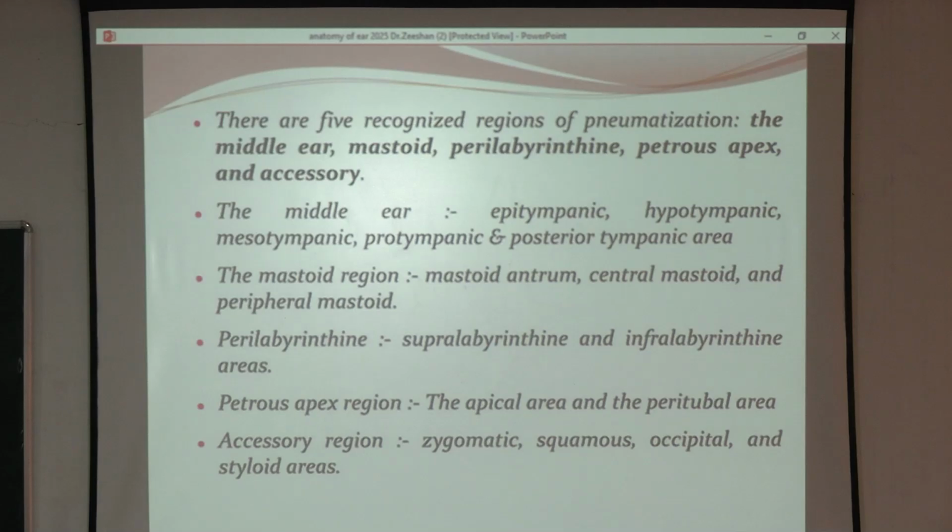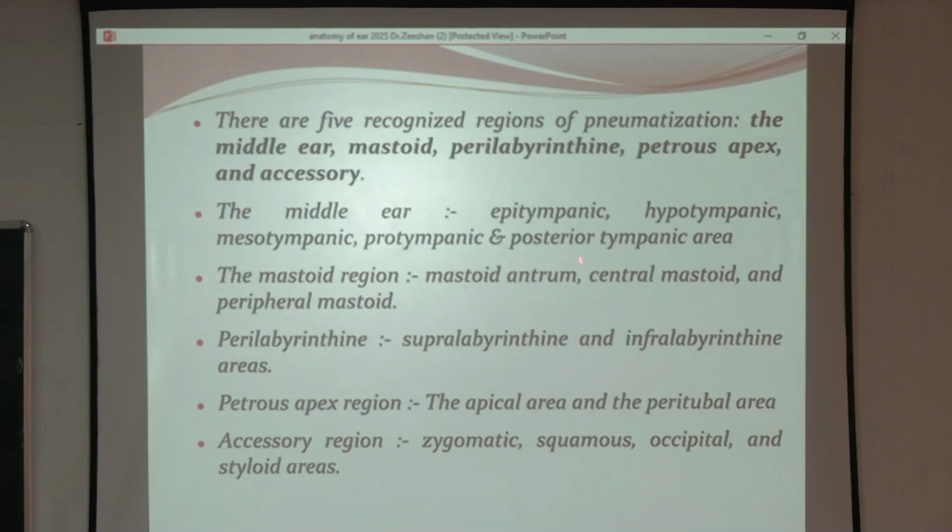You need not remember all the names of all the cells. Mastoid air cell system. बहुत सारे air cells हैं. कुछ air cells के नाम अगर आप बोल पाए, that is more than enough. There are 5 recognized regions of pneumatization: the middle ear, mastoid, perilabyrinthine, petrous apex, and accessory. Middle ear में क्या है? Epitympanic, hypotympanic, mesotympanic, protympanic, and posterior tympanic area.